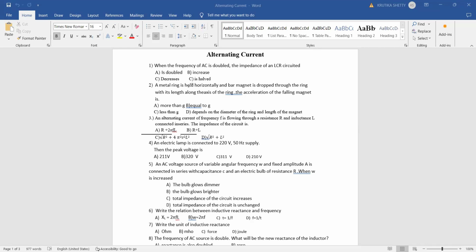So what they are saying, a metal ring is held horizontally. So the ring, you are holding it horizontally and the bar magnet is dropped through the ring. So you are dropping it like this, with its length along the axis. With its length along the axis means it comes like this. So what will be the acceleration of the falling magnet?